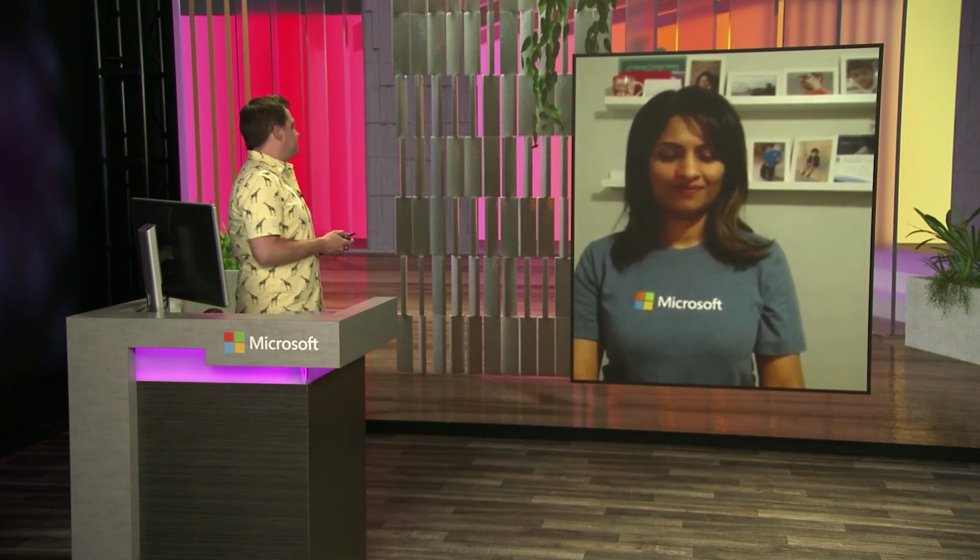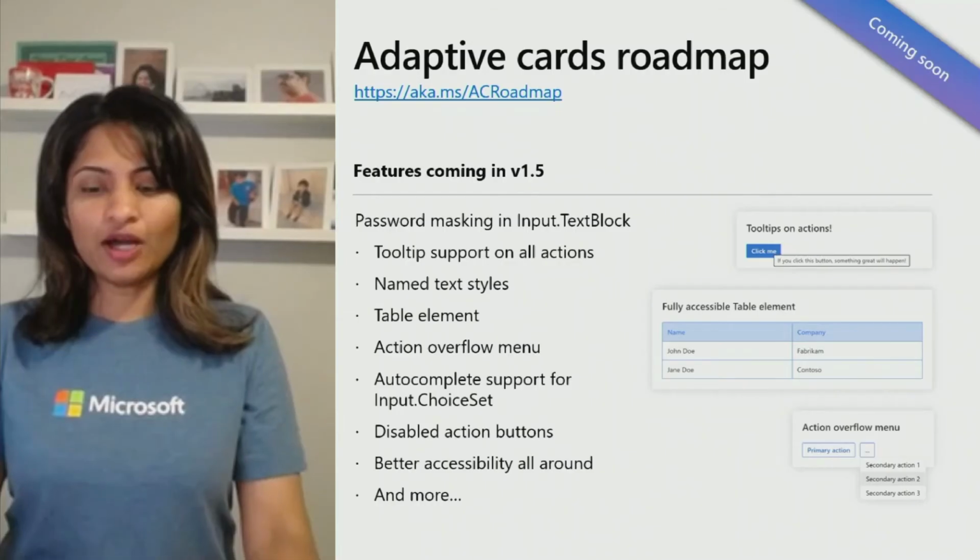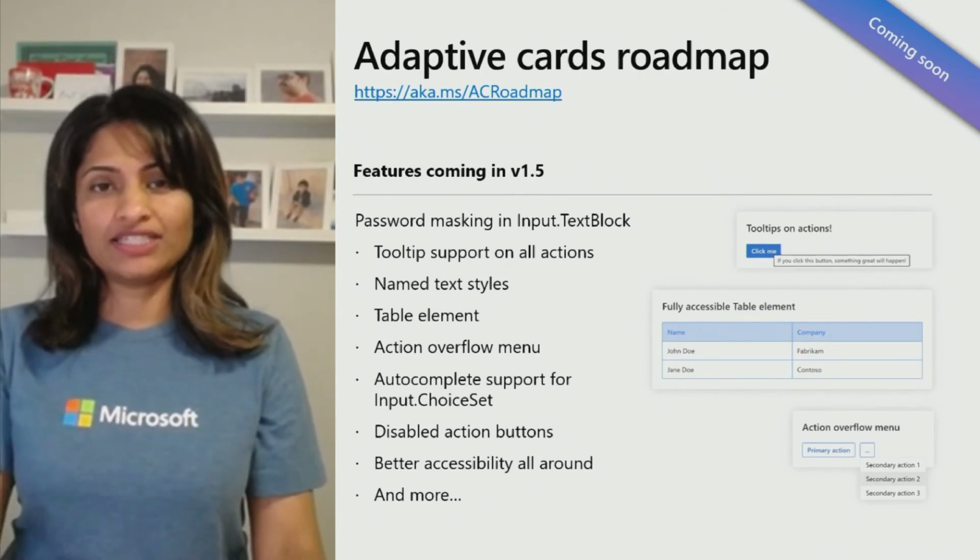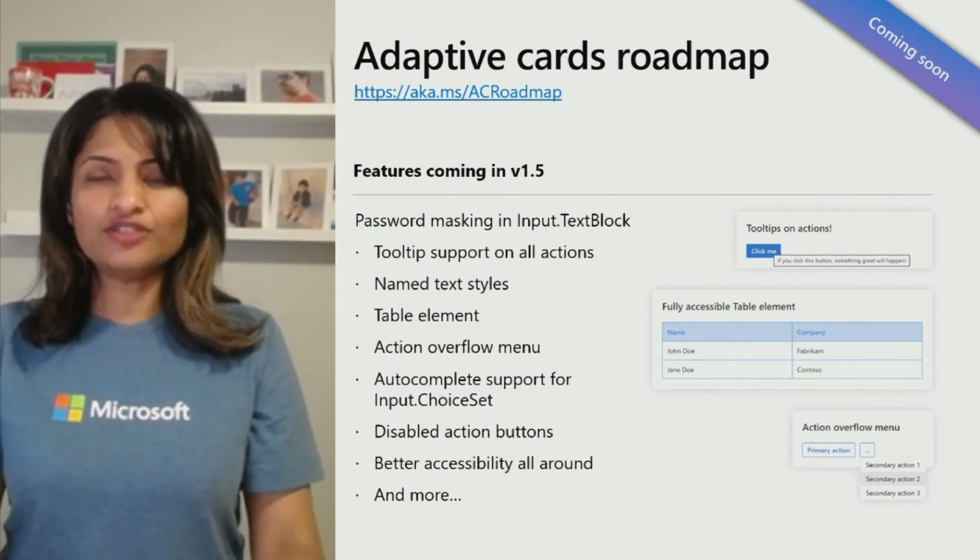That was really cool, Rabia. So what can you tell us about the roadmap for this stuff you've just shown? Yeah, Jeremy. So here is the adaptive card roadmap. We've got new features coming up, really exciting ones for the version 1.5. Go to aka.ms/AC roadmap to find out more.